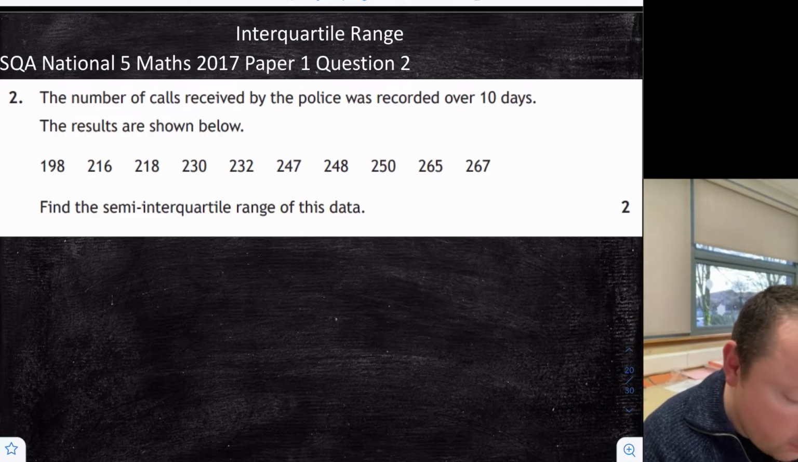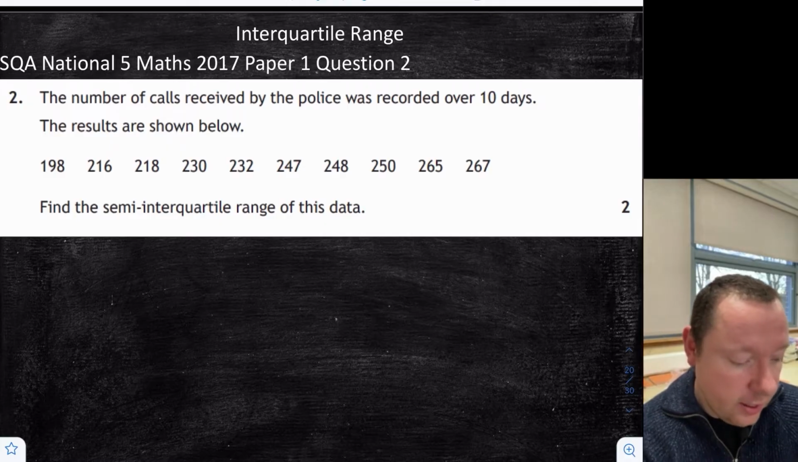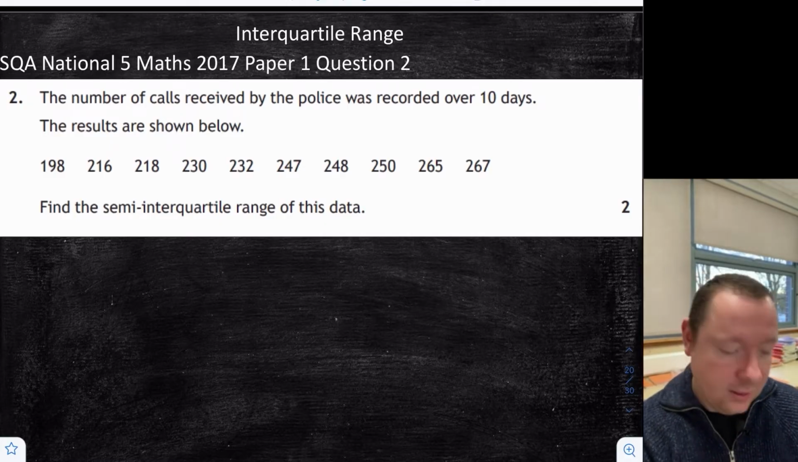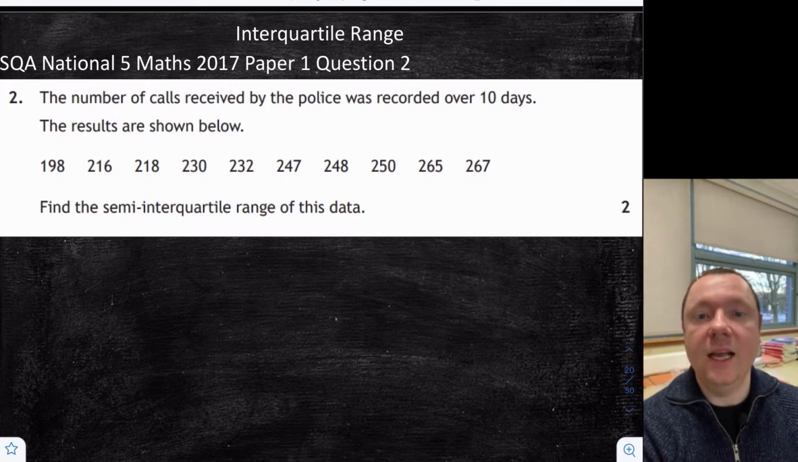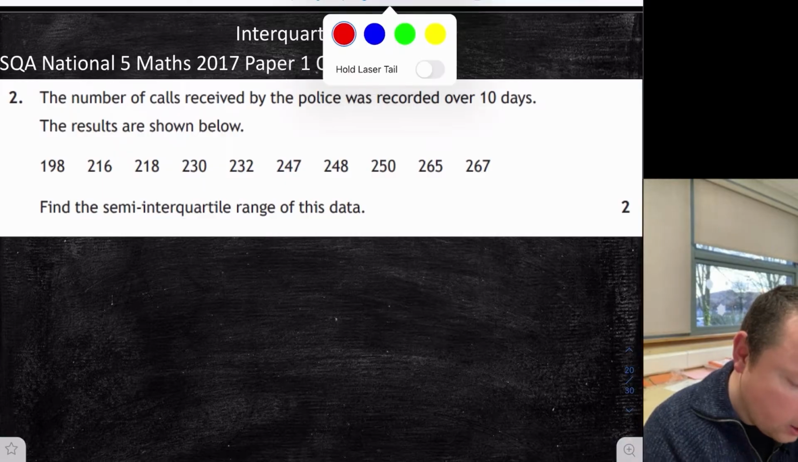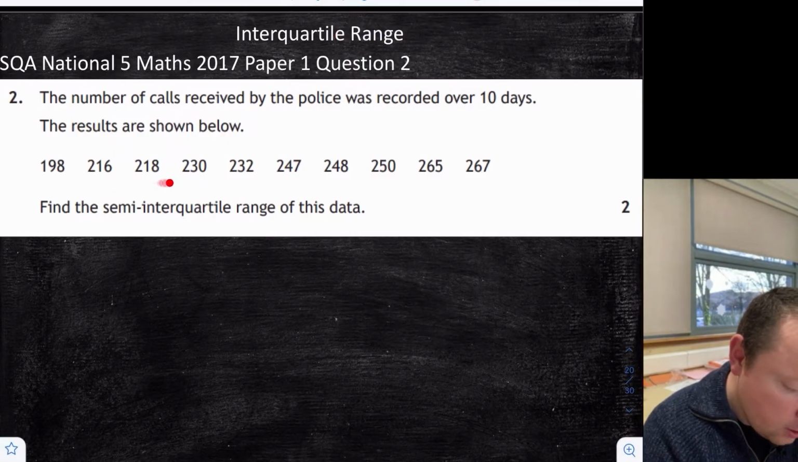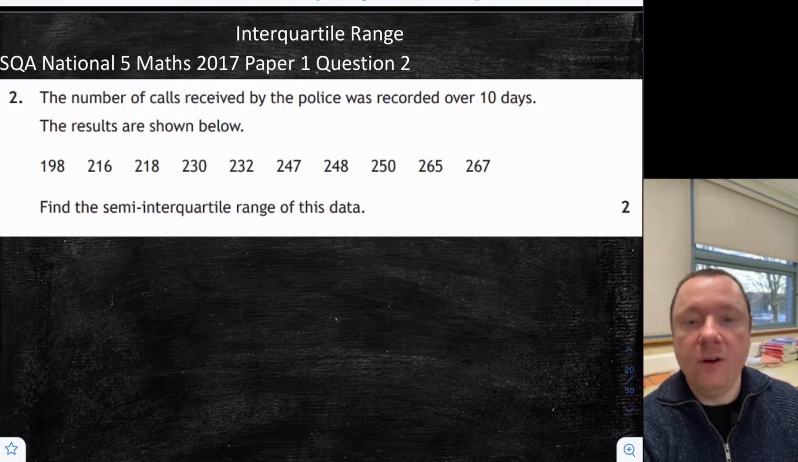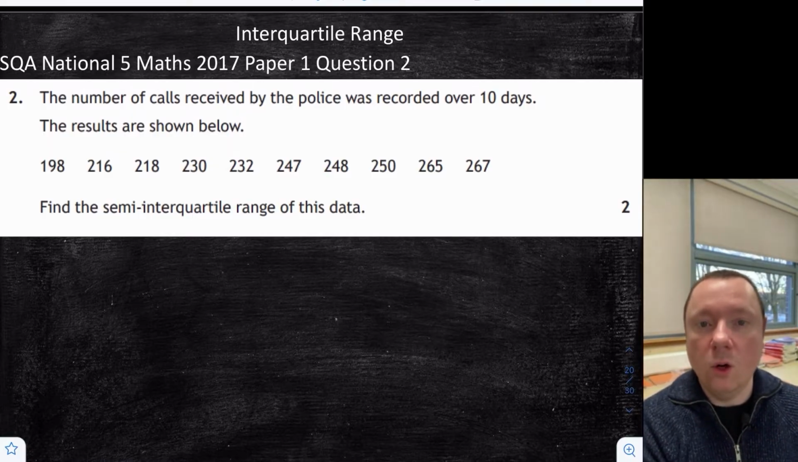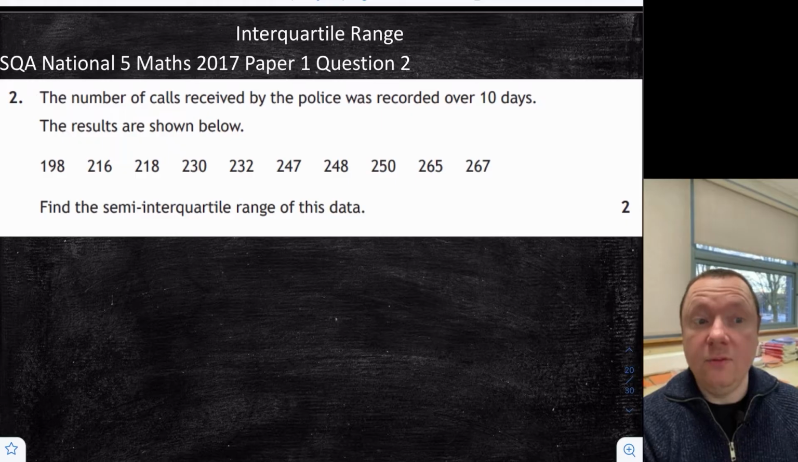The number of calls received by police was recorded over 10 days. The results are shown. Find the semi-interquartile range of this data. First thing we need to check is the data needs to be in order from smallest to biggest. So a quick check, smallest all the way up to biggest. So we're happy there. And then for interquartile range, we need the upper quartile and lower quartile. So we need to find the middle first.